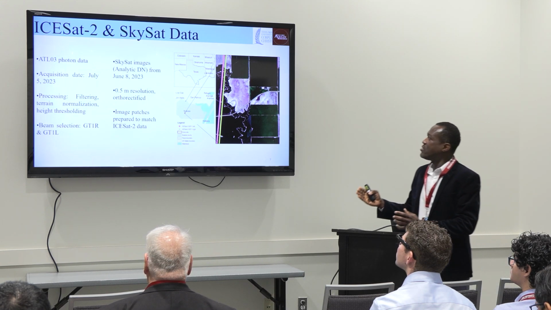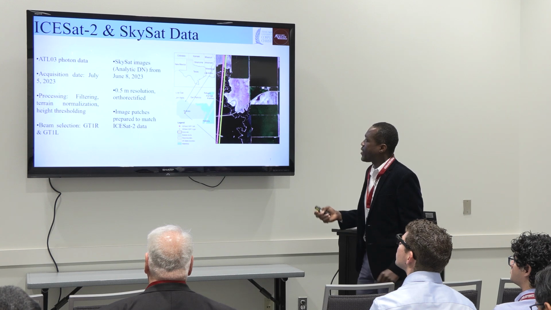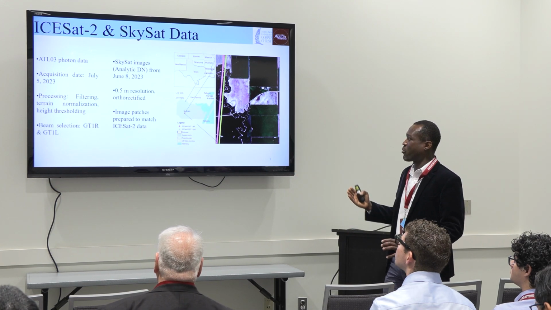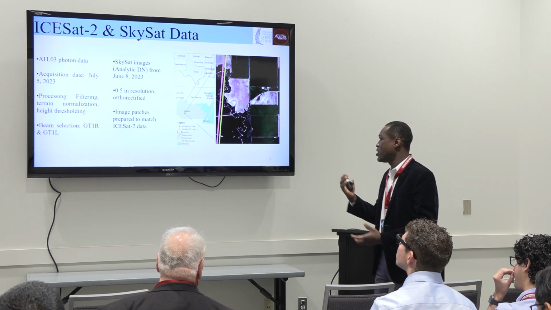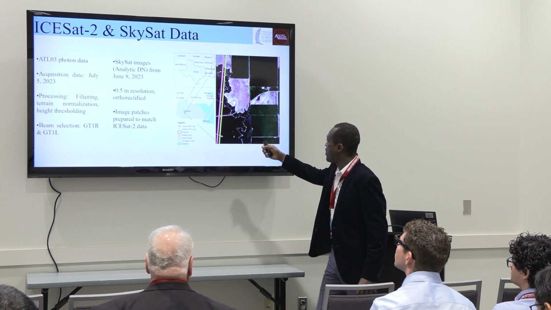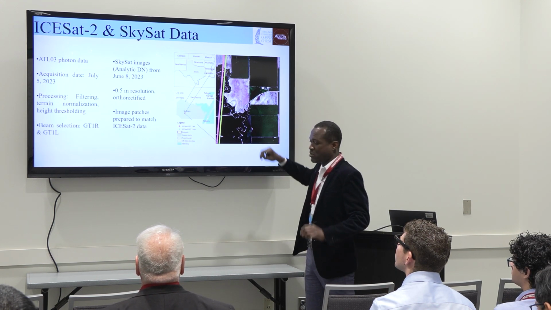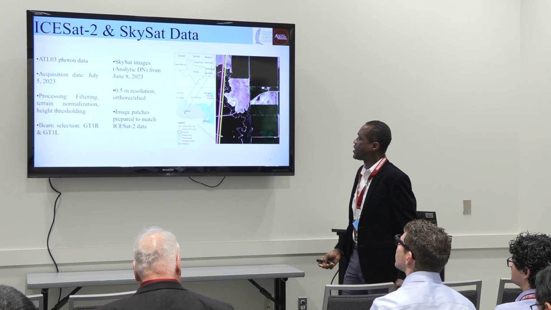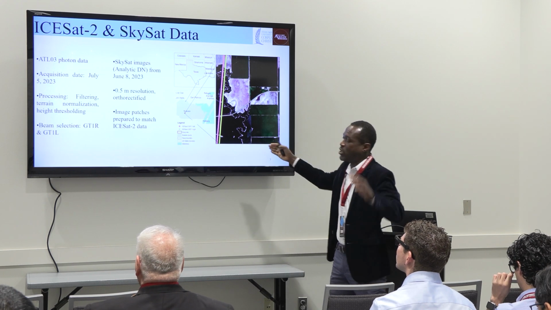And the data that I'm using is the ICESat-2 and SkySat data. For ICESat-2, I'm using the ATL03 photon data, which was acquired in July. And then it went through the processes of filtering, normalization, and thresholding. So the diagram here shows the GT1L on the left and the GT1R on the right. And on the background is a sample of the SkySat data where the ICESat-2 pass had an overlap.